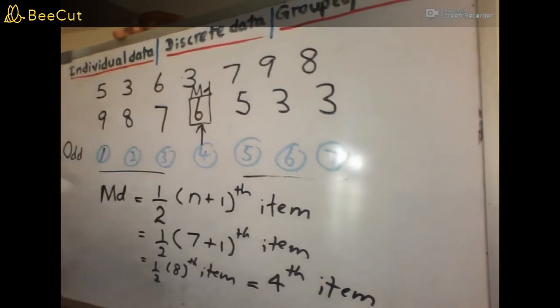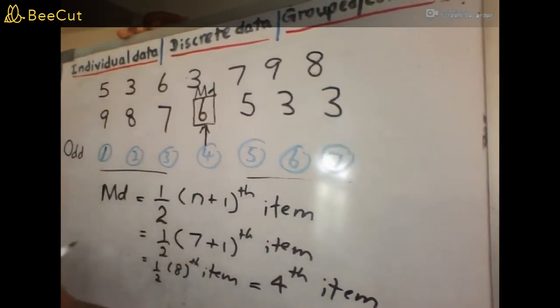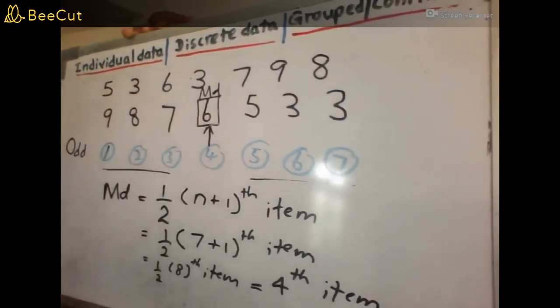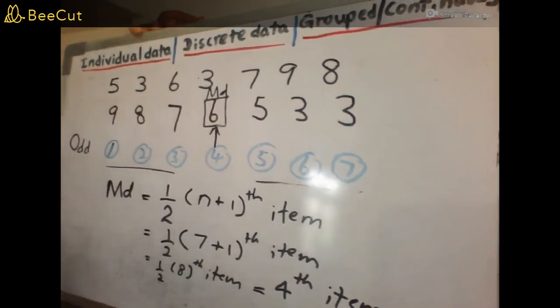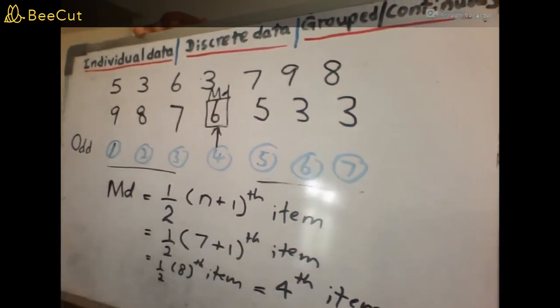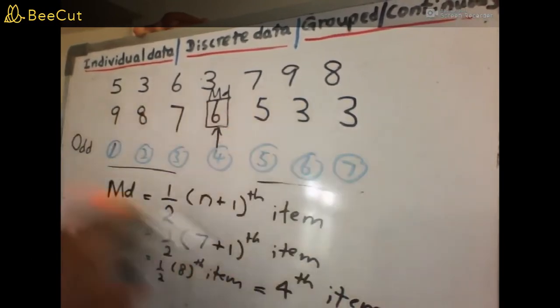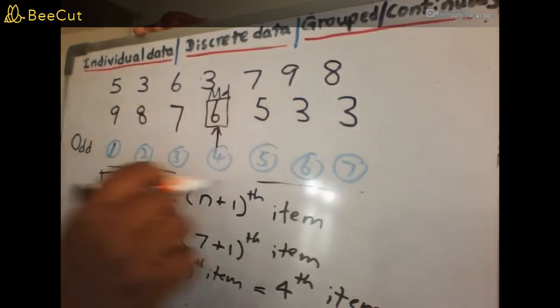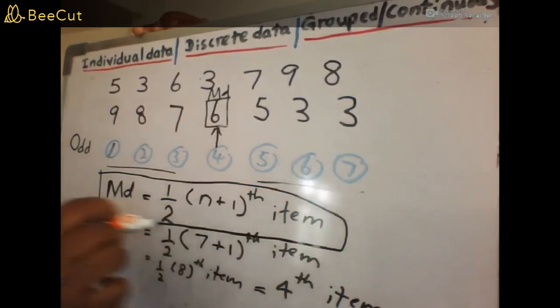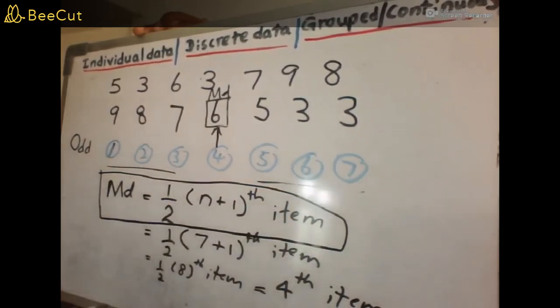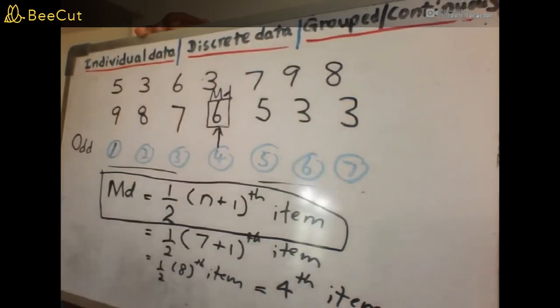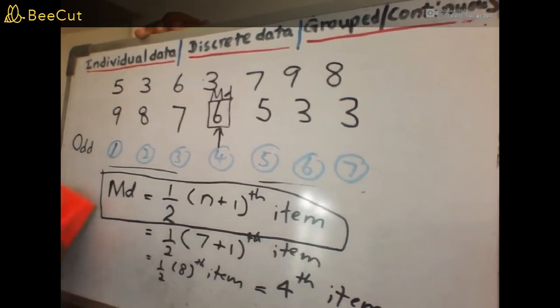All right. So when we get the formula like this, you can get the correct answer, even for the odd numbers, right? This is the formula we are going to use for continuous data, group data. First we'll have to find the item. Then we have to find the particular value.